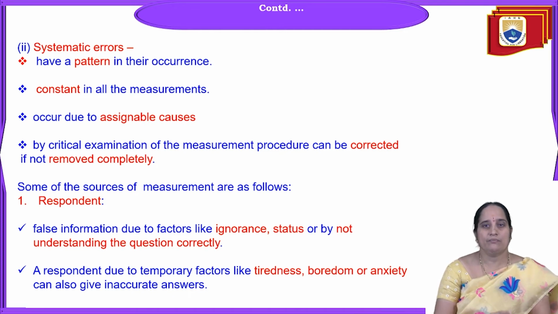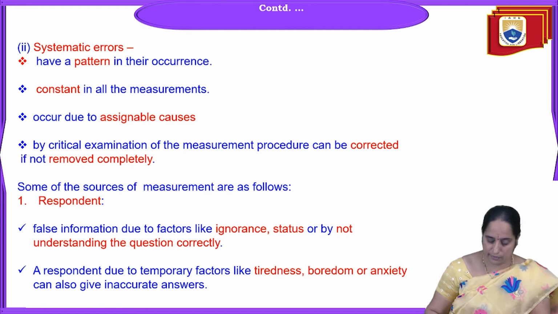So any one of these three reasons leads to systematic error from the respondent's point of view. A respondent may also give inaccurate answers due to temporary factors like tiredness, boredom or anxiety. Sometimes you are very busy, fully occupied with your work, and all of a sudden people come and ask you to produce some information. Due to stress or tiredness, you never show interest in providing accurate information. Again, that leads to systematic error.